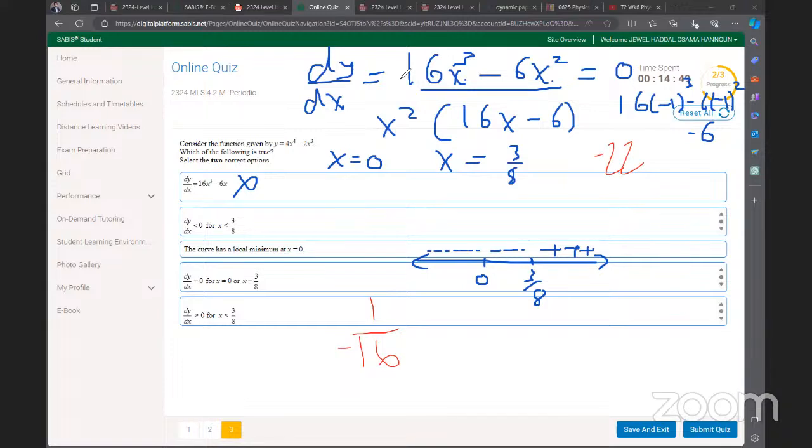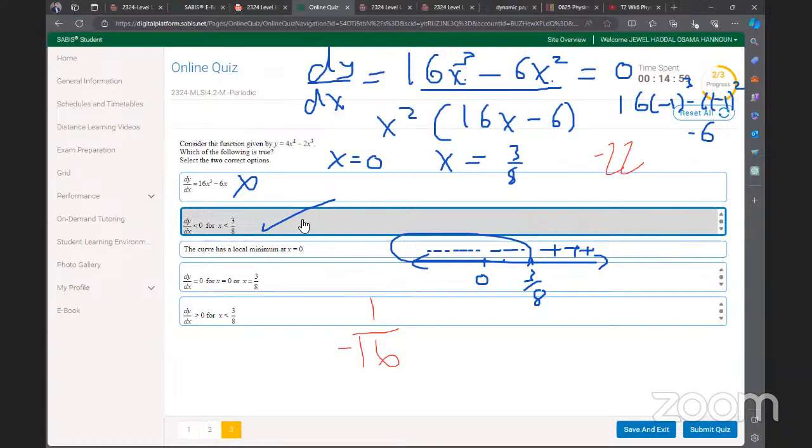So dy over dx will be less than 0 when x is less than 3/8. Yes, right. The curve has a local minimum, sorry, at x equals 0. Okay, let's make sure. How to make sure? Substitute in the original, x by 0 and the other time by x equals 3 over 8. The x that gives you the largest number is the local maximum, and the x that gives you the smaller number is the local minimum.